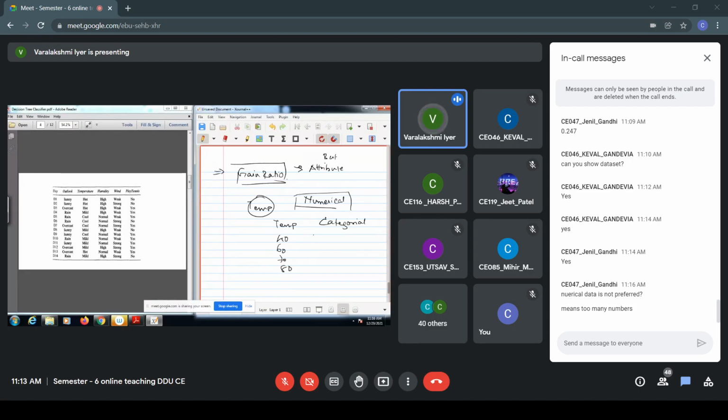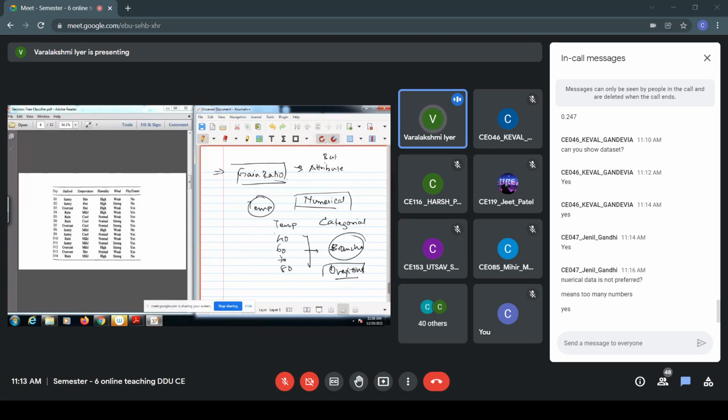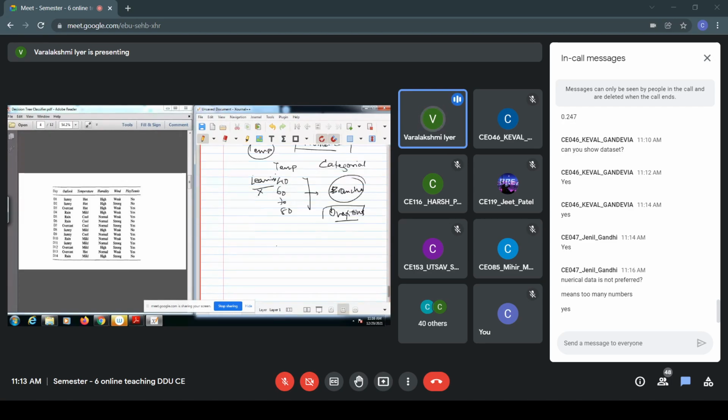there are too many numbers, and we cannot create branches for all of them. If we did, this would be a case of overfitting, because we are learning the data too well. This cannot happen. So whenever we are dealing with numerical data, we usually create a splitting point. Instead of splitting on all the values, we create a splitting point. For example, temperature greater than 40 will create a branch here, and temperature less than 40 will create a branch here. Such types of splitting will be done.